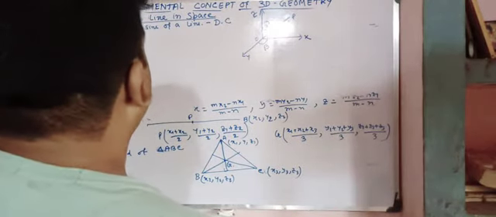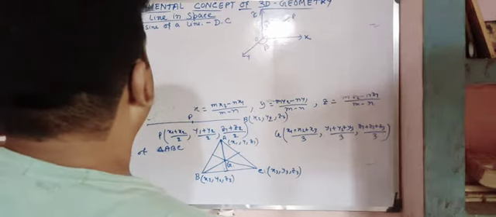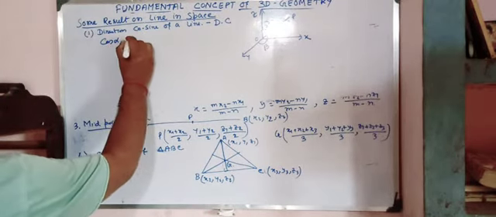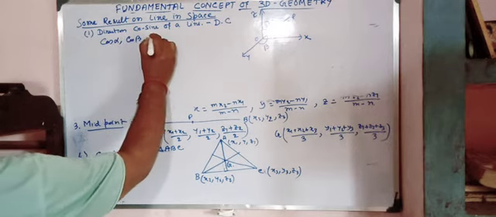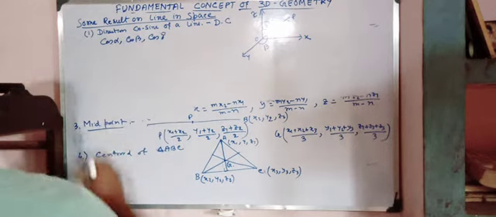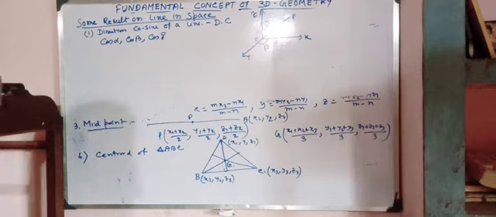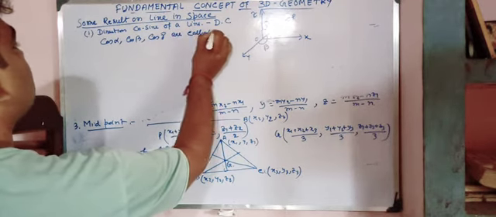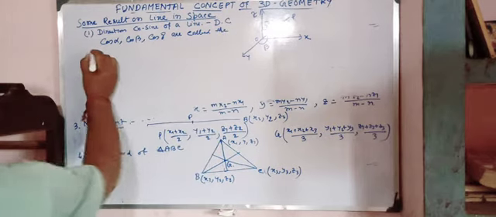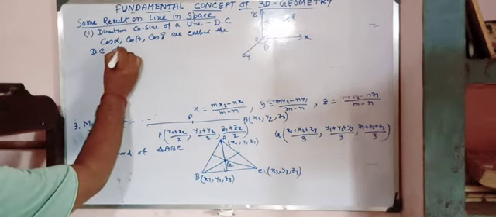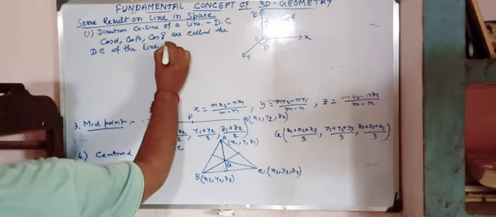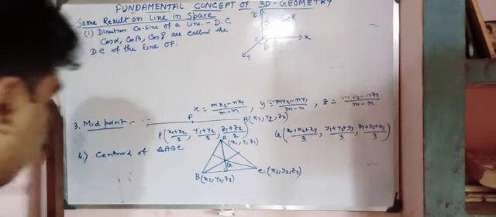So cos alpha, cos beta and cos gamma are called the DC of the line OP.